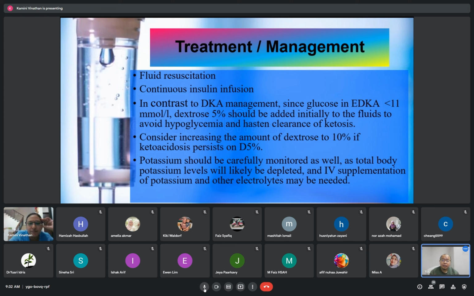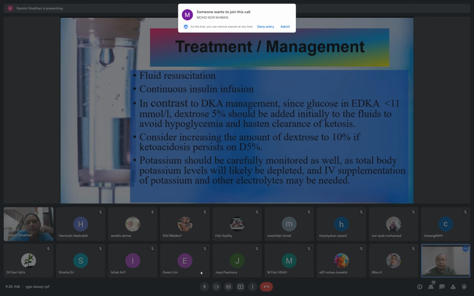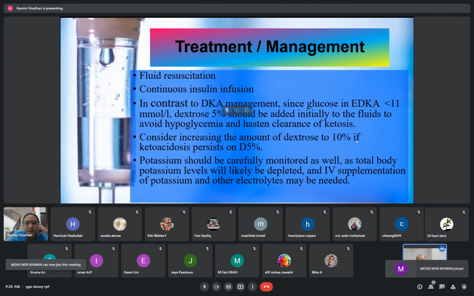Why is insulin important? Because the mechanism is the same. It's still absence of insulin, only the sugar is normal. The absence of insulin leads to ketosis, production of ketone. So insulin needs to be there to stop ketone production and subsequently improve the acidosis and so on. So if you start to suspect a patient has Euglycaemic DKA, you still need to start insulin infusion.